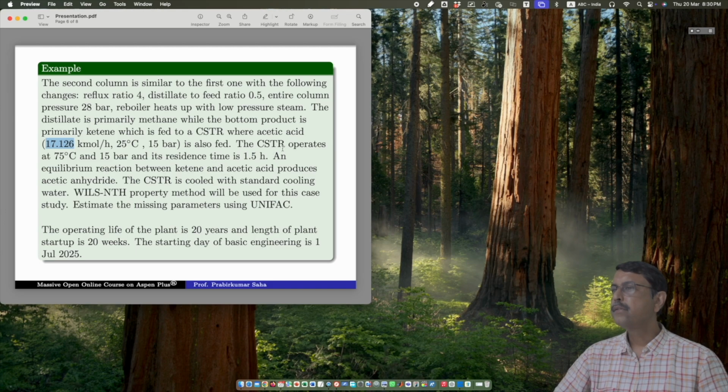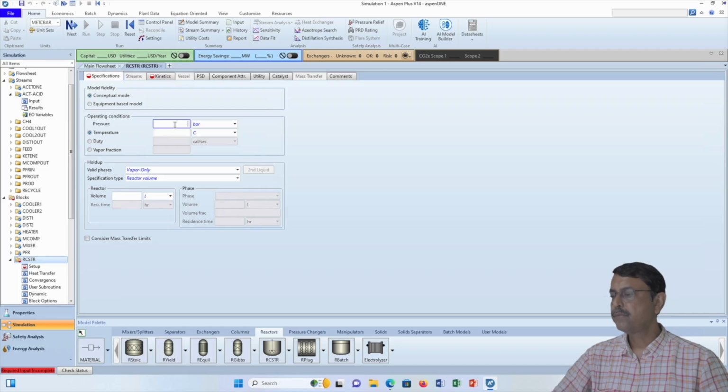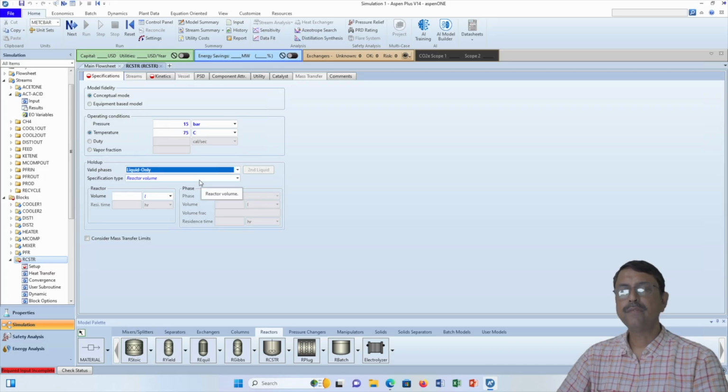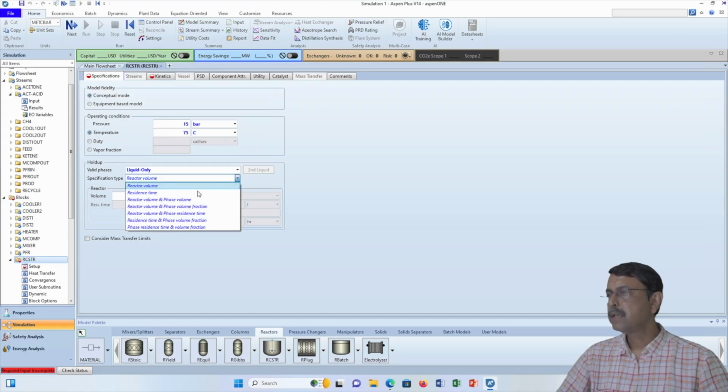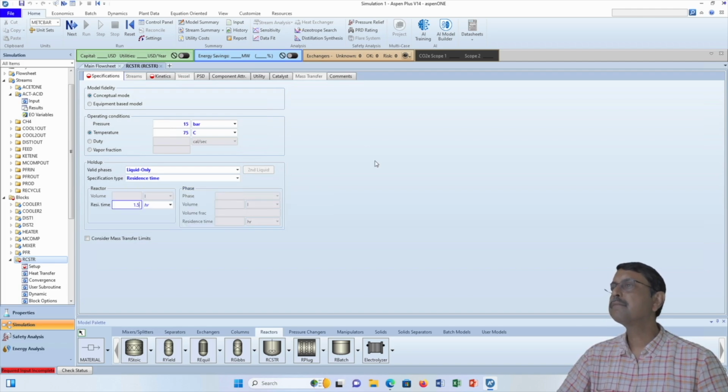The CSTR operates at 75 degrees centigrade, 15 bar, and its residence time is 1.5 hours. So it is 15 bar, 75 degrees centigrade, and the phase is liquid only, because now it is liquefied because it is coming from the bottom. And we have to specify the residence time, which is 1.5 hours. Okay.